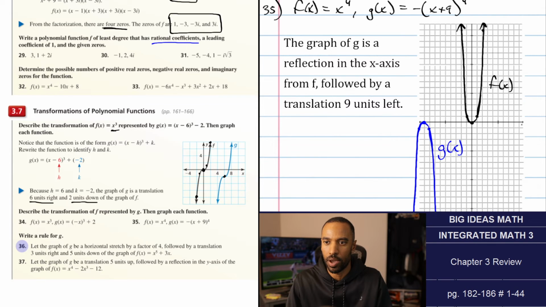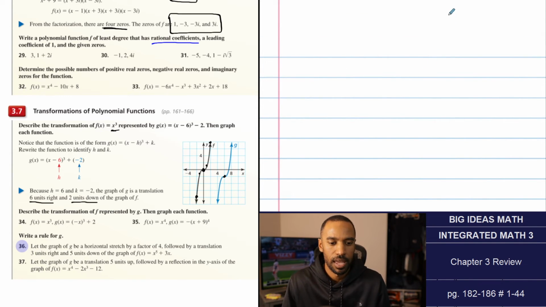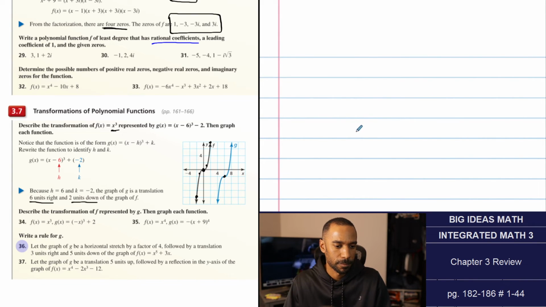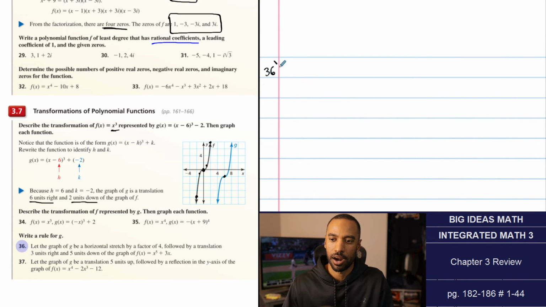Okay, numbers 36 and 37, we are going to write a rule for g. That means come up with the equation based off the problem that they give us. Now, when you look at these two problems, you see that they are presented in standard form. I'm trying to see if they're factorable. The first one's kind of factorable, but we're going to leave it. So they are in standard form.